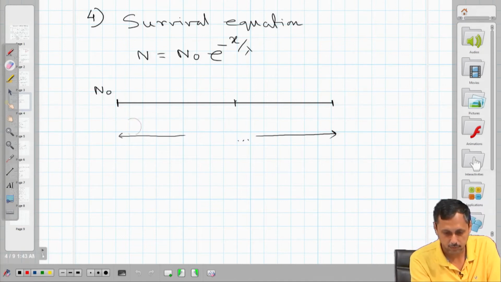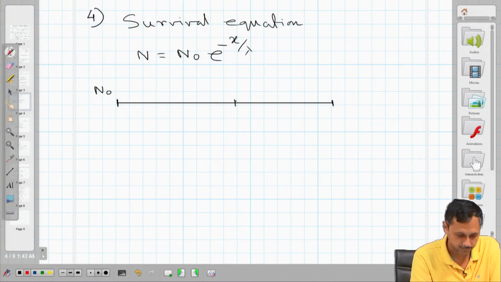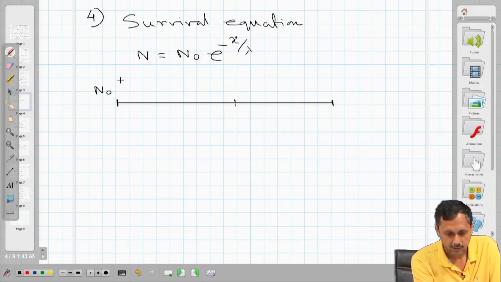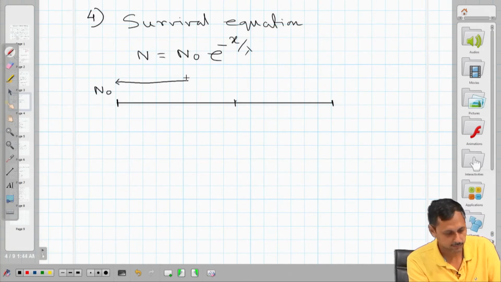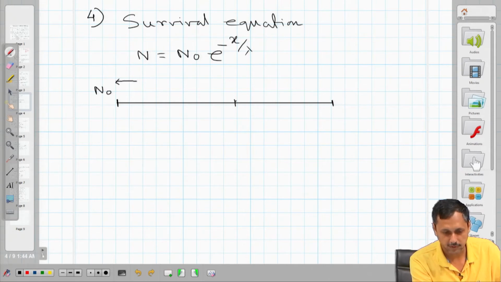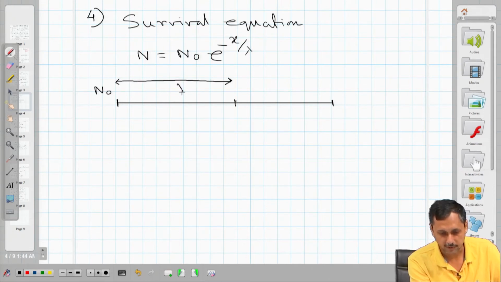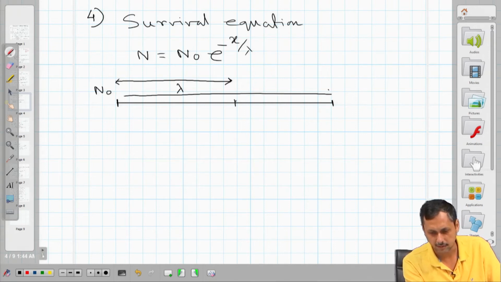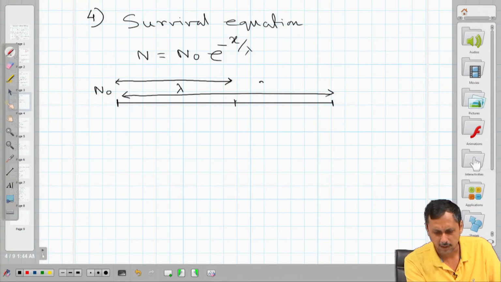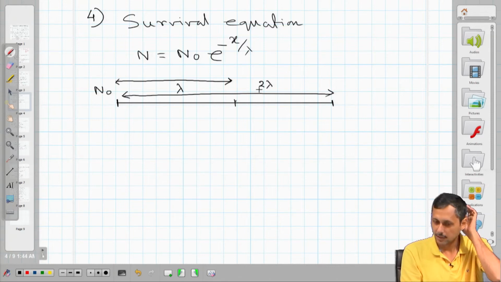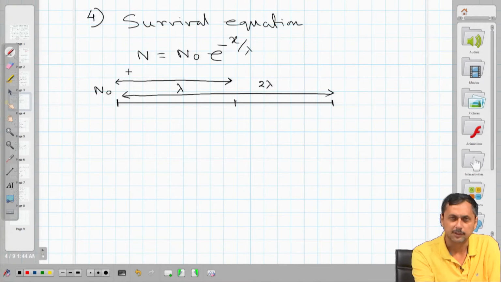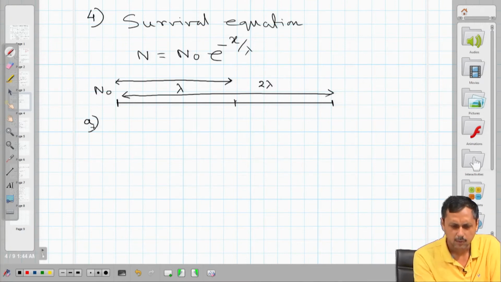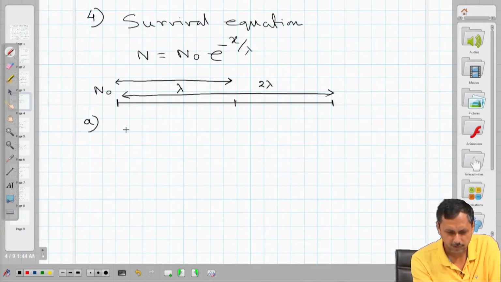I'll just use the upper part actually. Let us say this is my length. So, I start with n0 number of molecules, and after traveling a distance lambda or traveling a distance 2 lambda, what are the numbers that remain? That is given by the survival equation. So, for part A, what we have to do is just put x equal to lambda.